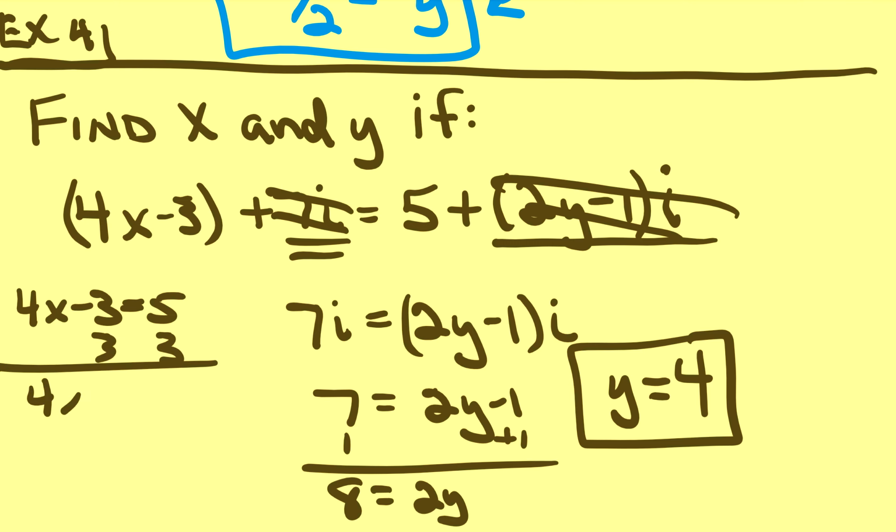I got 4x equals 8. So divide by 4 and x equals 2. And there you have it. My answer for example 4 is x equals 2 and y equals 4. All right, very nice.